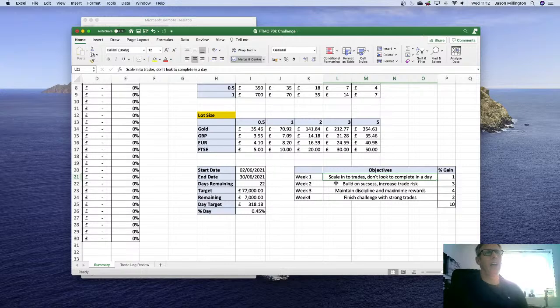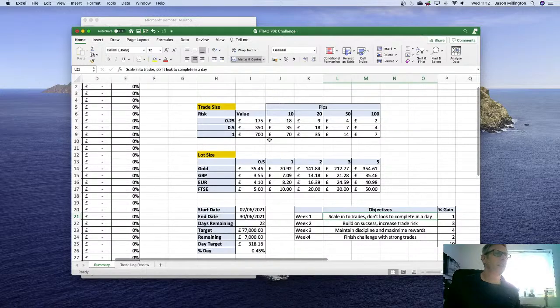Now, as we all know, we could get 1 or 2 fantastic trades in the first week and complete it. But that's not my aim. It's to get in there slowly and make sure we've got all of the foundations set up correctly.